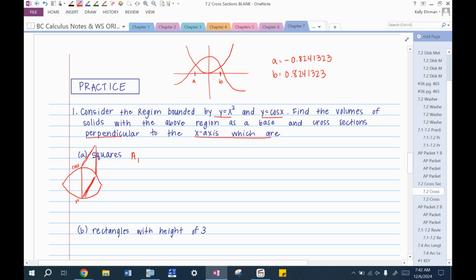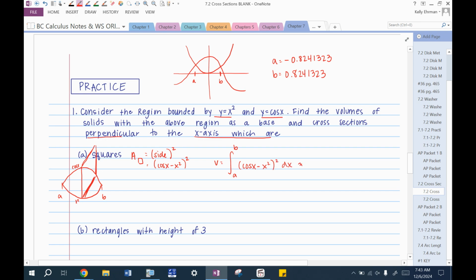So the area of a square in general is the side length squared. The side length here is cosine x minus x squared, and then we're going to square that quantity. And remember, the bounds are a to b. So our volume doesn't involve pi. We're not rotating anything. We're filling it with shapes. So this should be the integral from a to b of cosine x minus x squared, the quantity squared, dx.